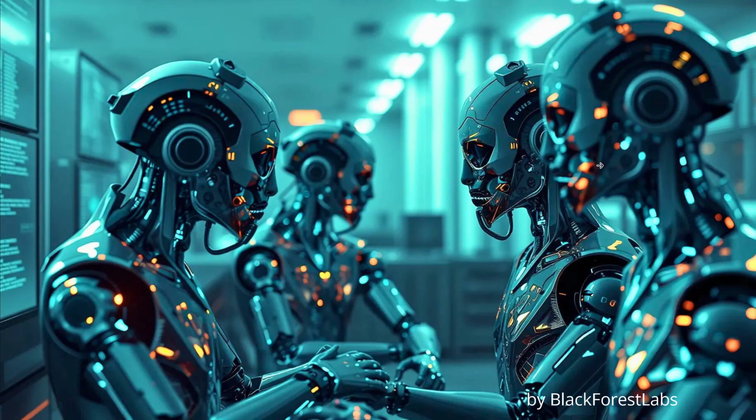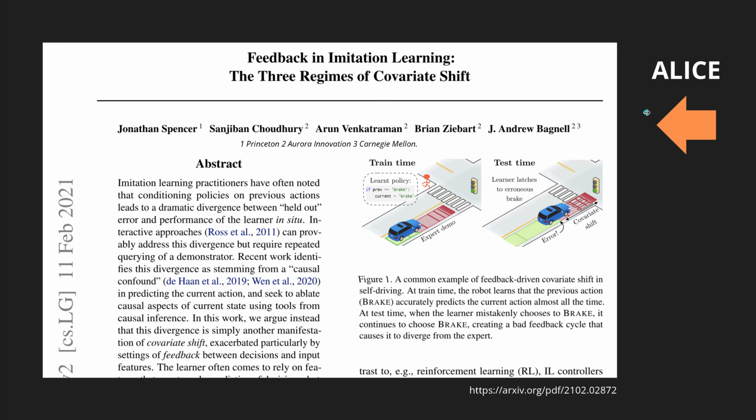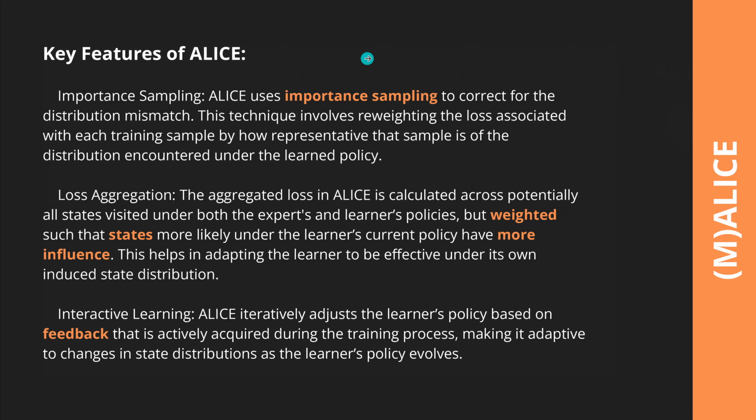Today we still look at multi-AI agents that interact with each other, and now you had time to read this beautiful publication on the feedback in imitation learning, the three regimes of covariate shift, and of course we focused on Alice. Now, you know now that Alice uses importance sampling to correct for the distribution mismatch. The distribution mismatch I introduced in my very last video in part B.